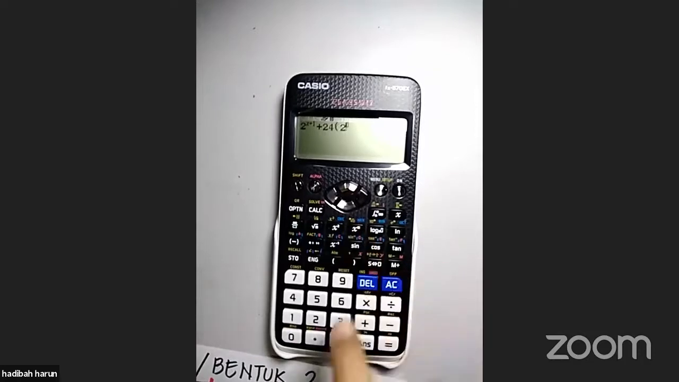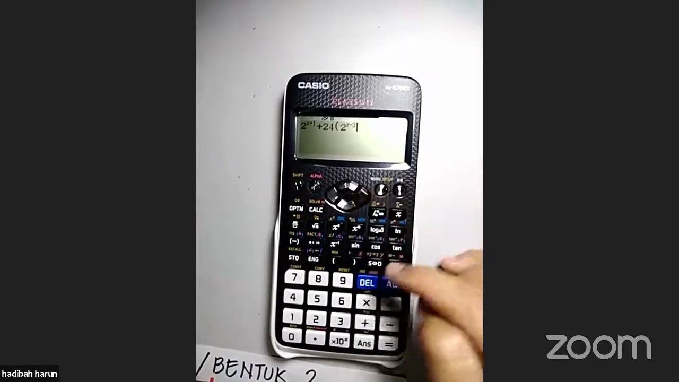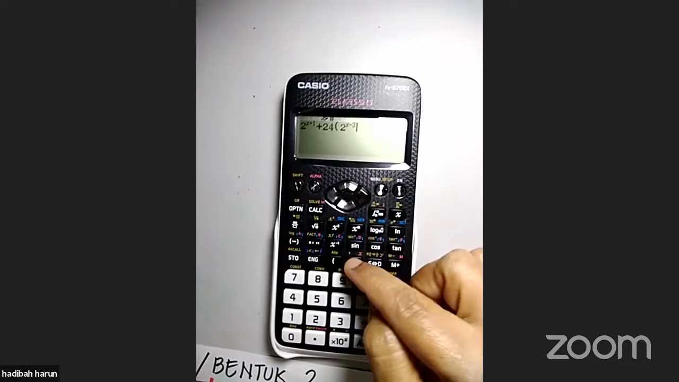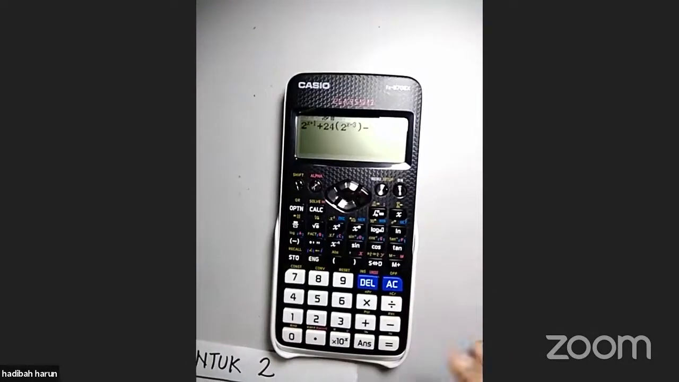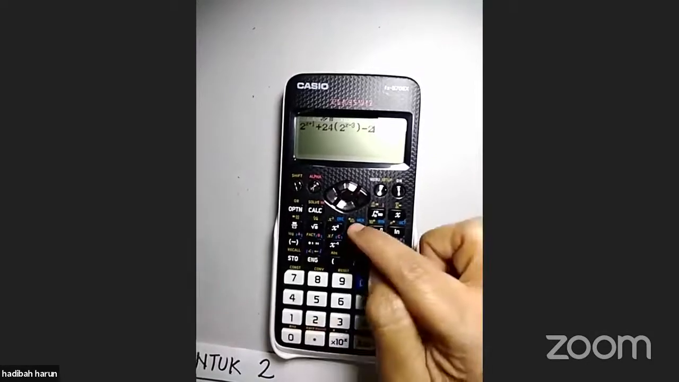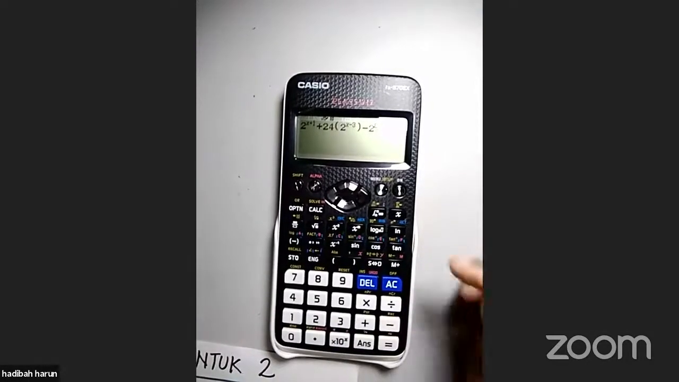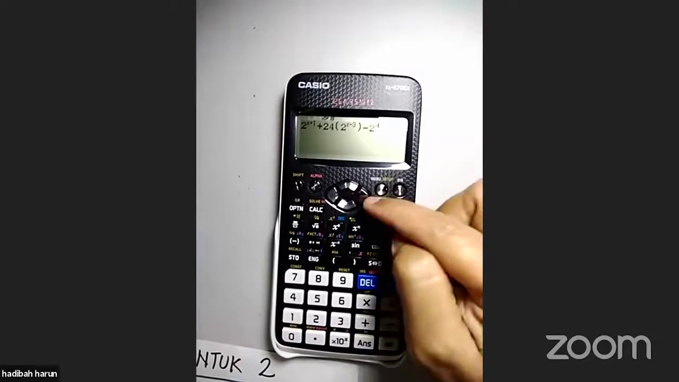x minus 3. You bring down the cursor for close bracket, minus 2 to the power of x. You bring down the cursor.